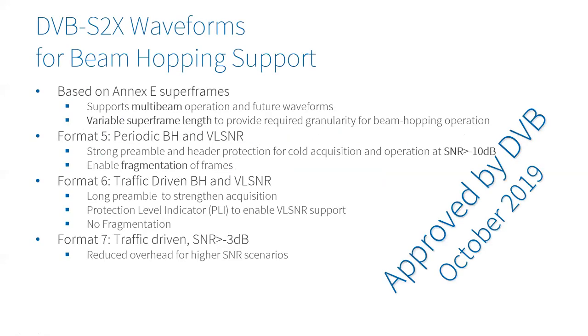Last October, the DVB approved amendments for beam hopping, which include some modification of Annex E of the standard. The approved standard added three additional formats to Annex E, which are based on the existing format 4 with small modifications. The most important of which is to allow variable superframe length and thus enable the system operator to flexibly plan the beam hopping pattern to provide the best fit to the traffic demand distribution.